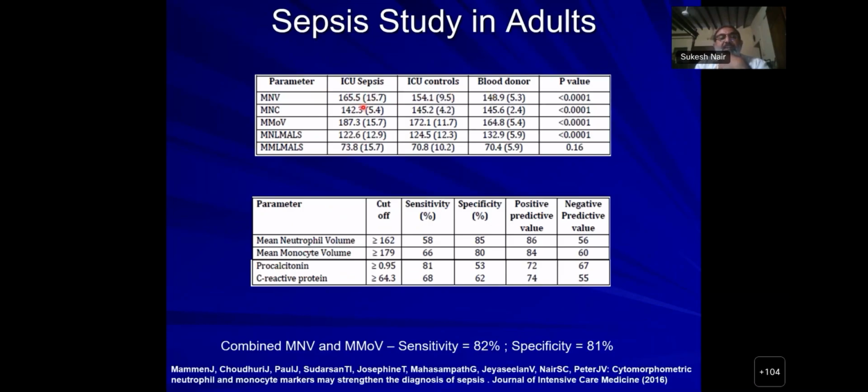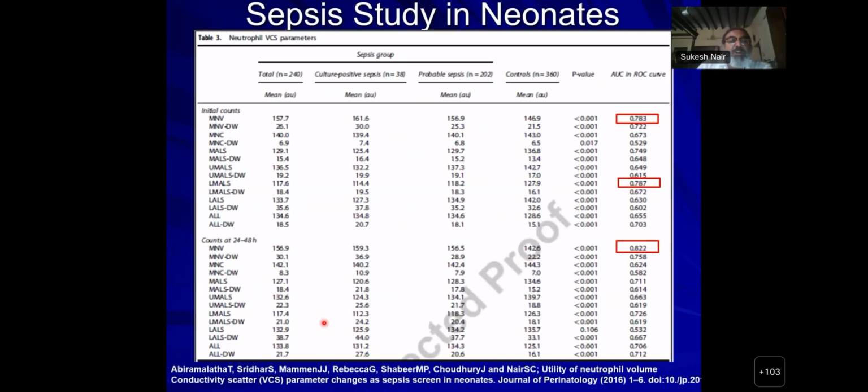You can see that the neutrophil volume was higher in sepsis patients compared to ICU controls, compared to blood donors. The monocyte volume, this is one of the earliest papers which talked about monocyte volume being higher in sepsis than in controls. And the neutrophil scatter was lower in ICU sepsis patients compared to blood donors. So we found that the combined monocyte volume and neutrophil volume had a sensitivity of 82% for diagnosis of sepsis and specificity of 81%.